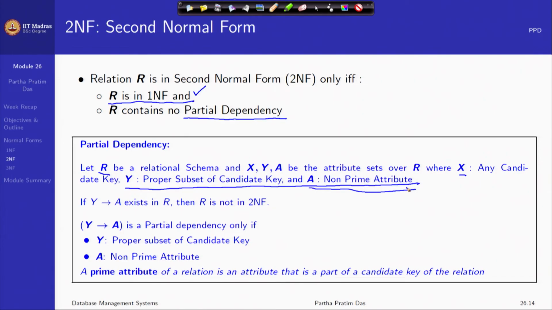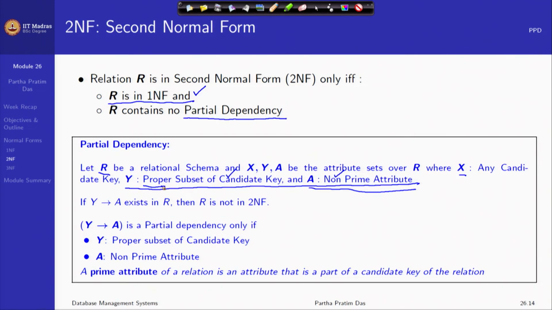So, what is a prime attribute? A prime attribute of a relation is an attribute that is a part of some candidate key of the relation. If an attribute is part of some candidate key, then it is called a prime attribute. So, what is a non-prime attribute? A non-prime attribute is one which does not belong to any of the candidate keys of the relation.